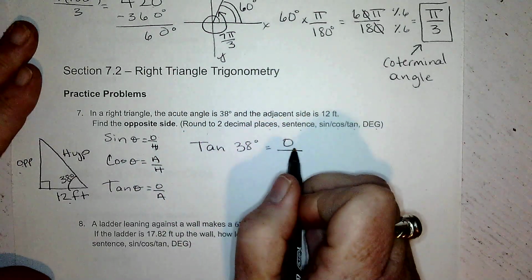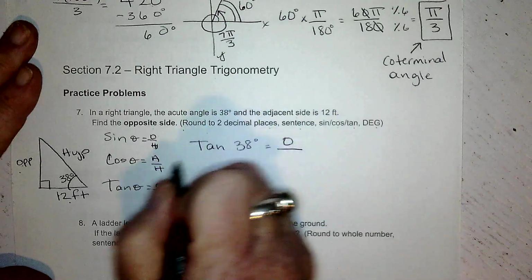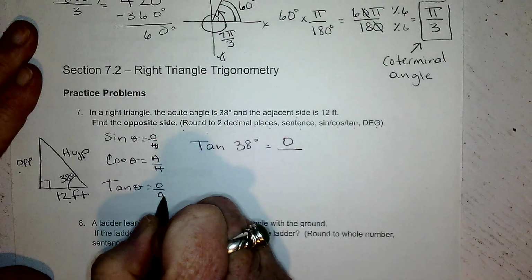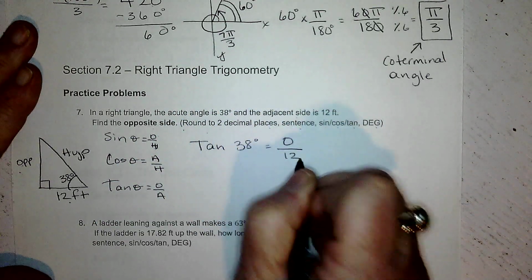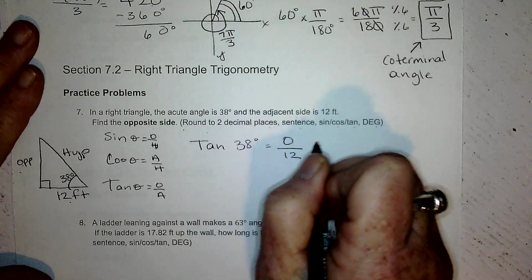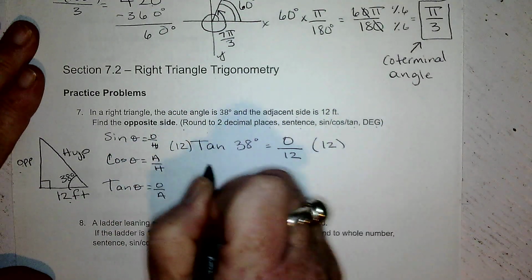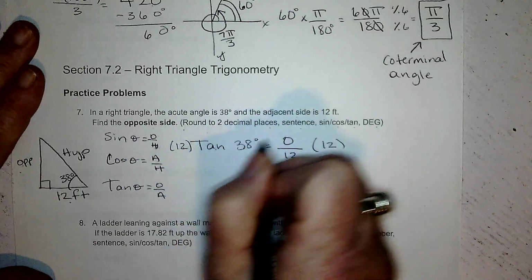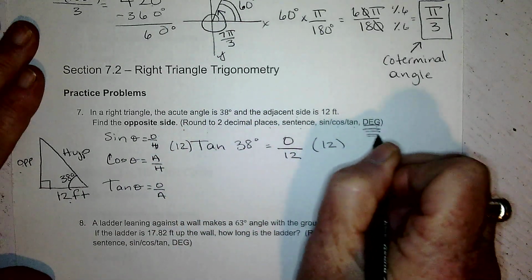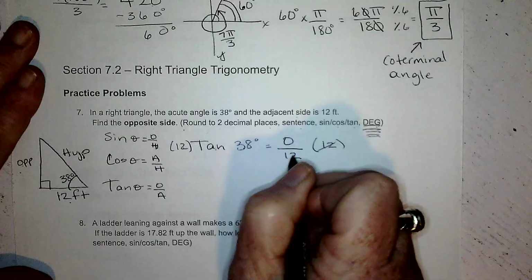Please know that's not 0, that's O for opposite. And then my adjacent side is 12. Now to solve for my opposite side, I just need to multiply both sides by 12. And I get 12 tangent of 38. Make sure your calculator is in degrees, not radians.